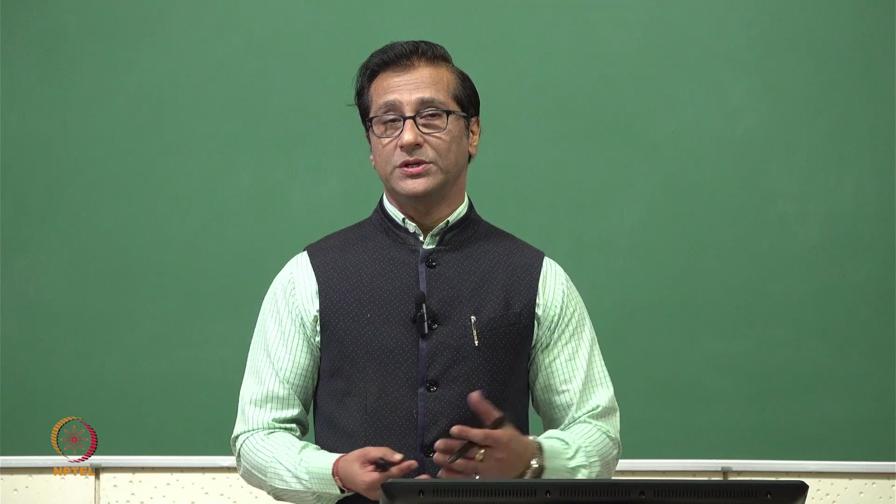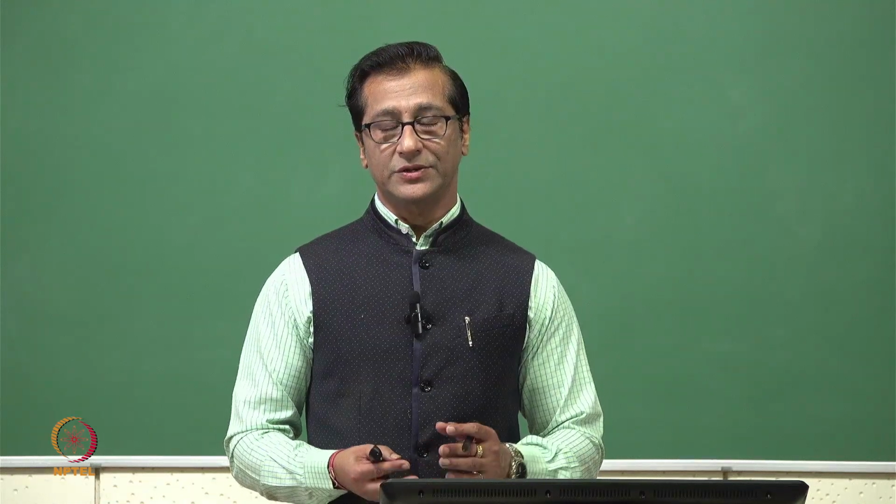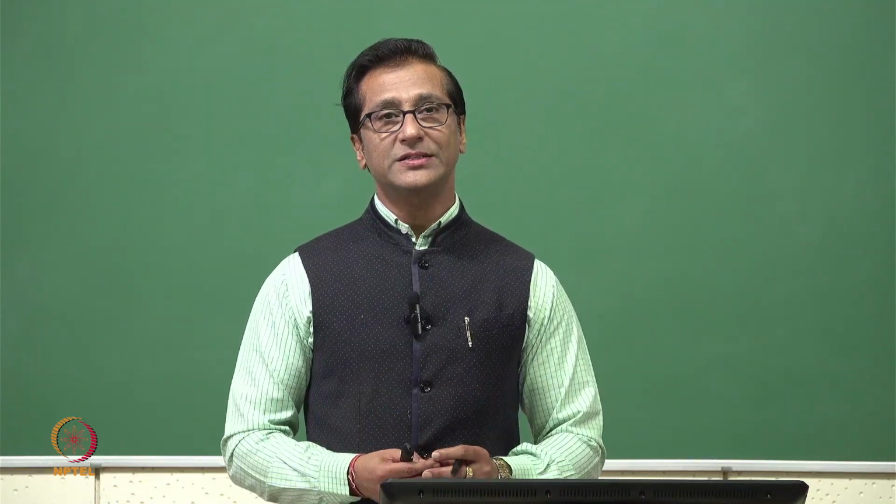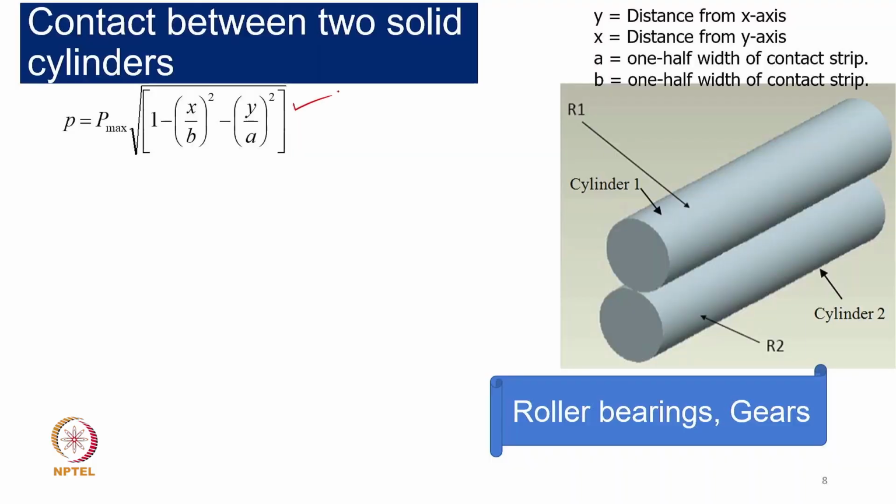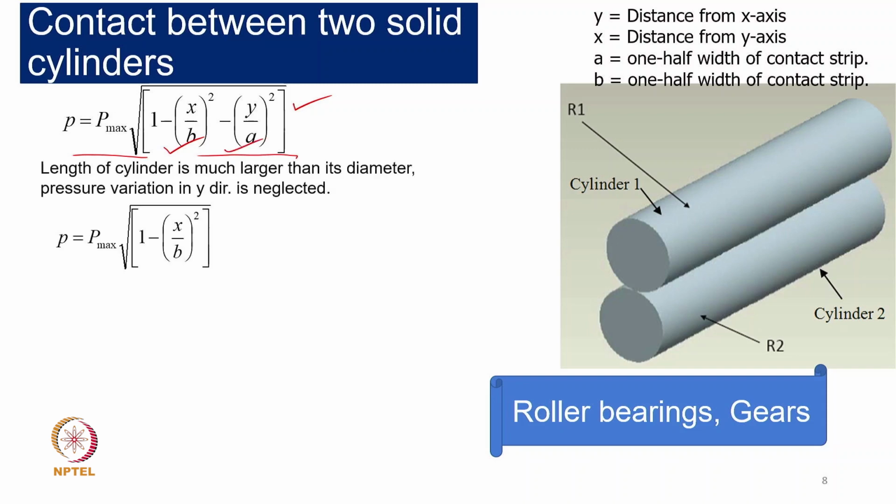Now we talk about the cylindrical surfaces, besides spherical surfaces. There will be similarly cylindrical surfaces. In a cylindrical surface, again we can assume that the pressure distribution is parabolic, and here instead of one axis we will have two axes, x and y direction. And then the question comes, do we really go ahead?